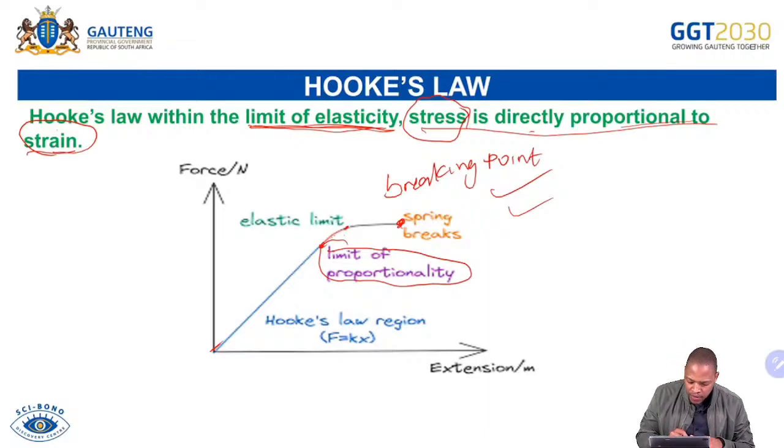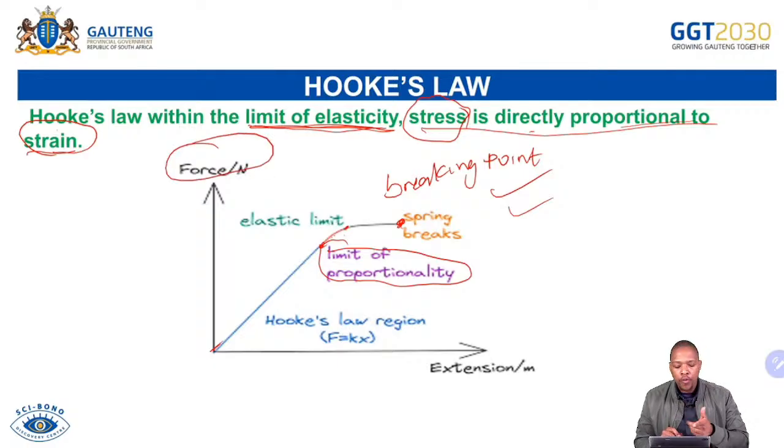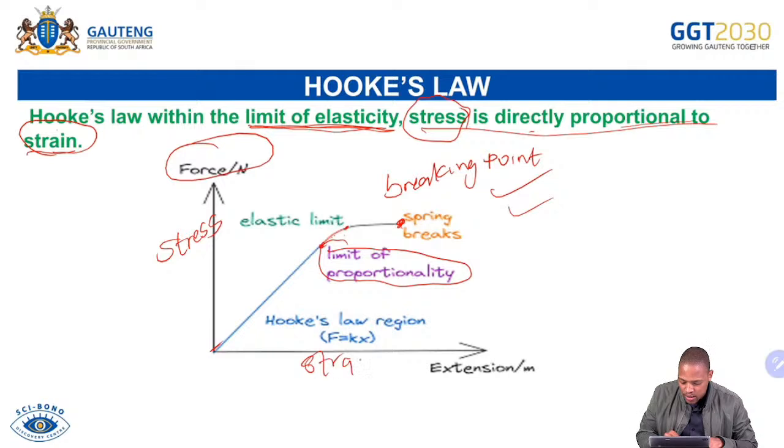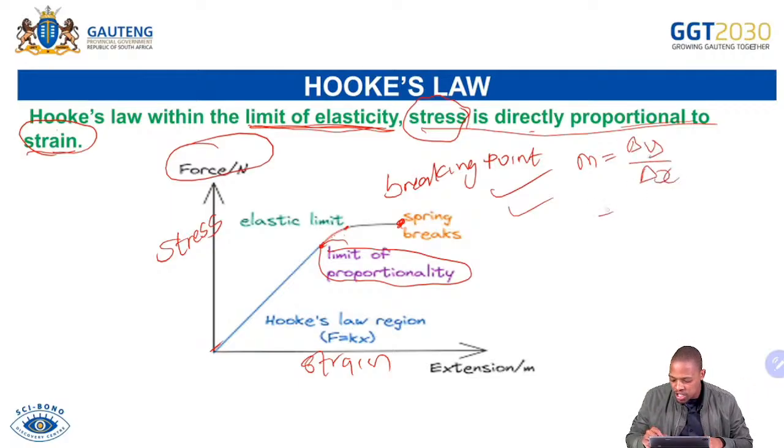The gradient of this representation, because in this case it is given as force. What is force going to cause? Force is going to cause stress. So we can also represent it as stress, and this is extension. And extension can be looked at as strain. So let's look at this representation as stress versus strain. We are going to look at the gradient of this. The gradient of any line will be given by the change in y values over the change in x values, okay?